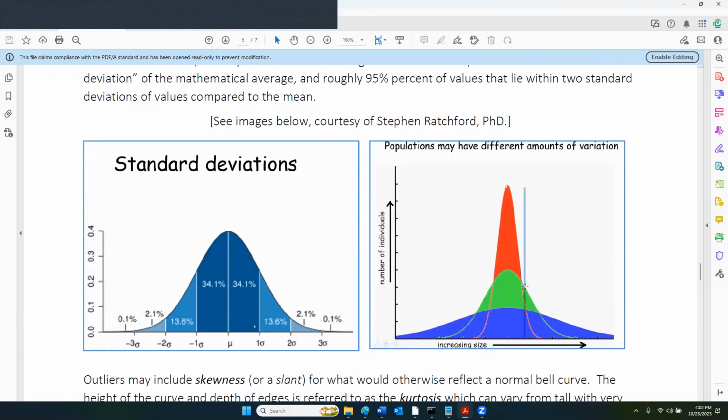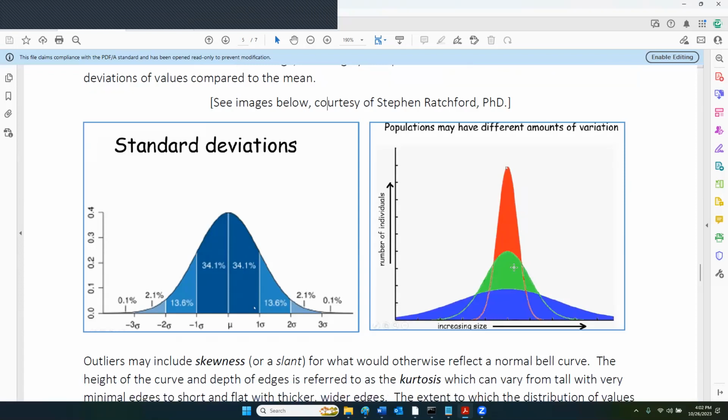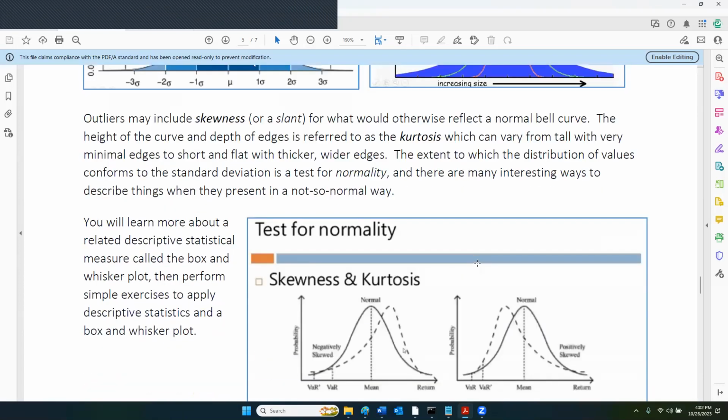The thing to remember is that when you have a larger standard deviation, you have a much taller curve, and you have less variation among the values for a data set. Does that make sense? Yes, it does. Okay.